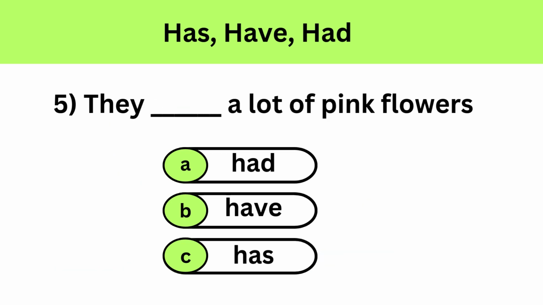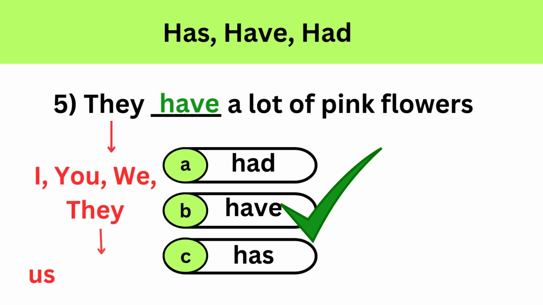Question number 5. They dash a lot of pink flowers. Option B. Have. They have a lot of pink flowers. For subjects like I, you, we, they, we use have.